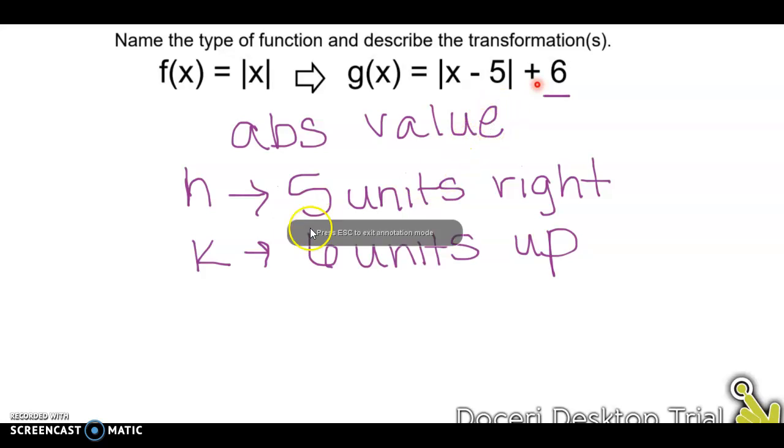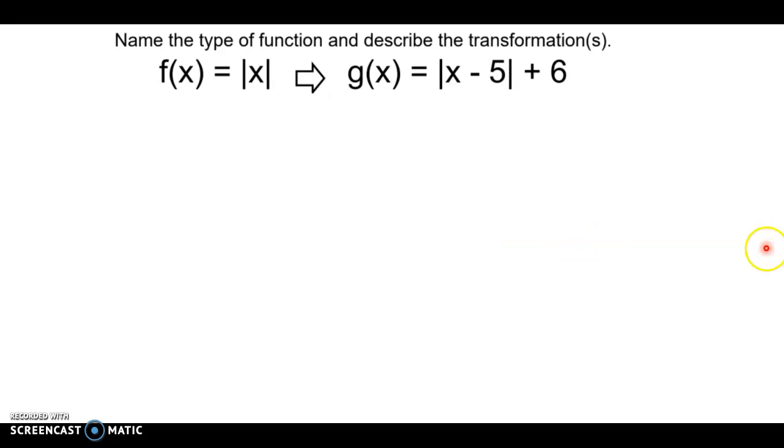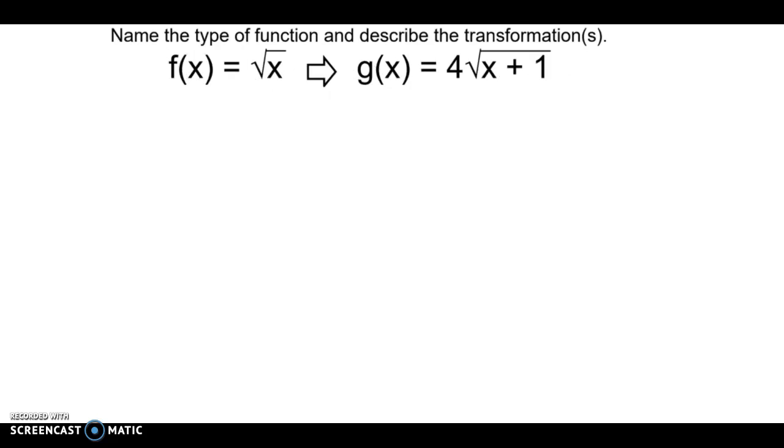And we have quite a few examples for you to get the hang of this. Let's do another one. So we have the function f of x equals the square root of x. And we are going to move it to the function g of x equals 4 and the square root of x plus 1. So we know that it's the square root function.